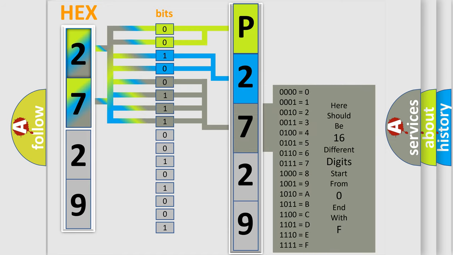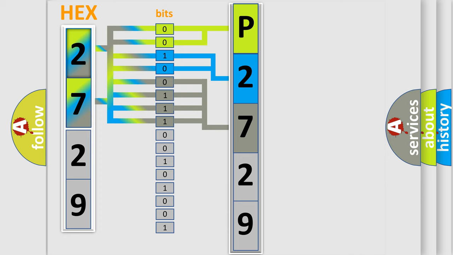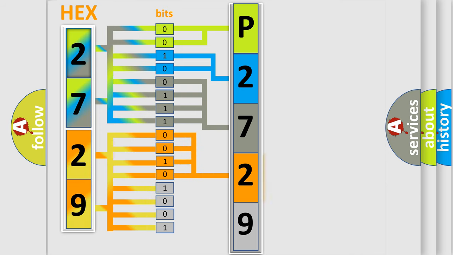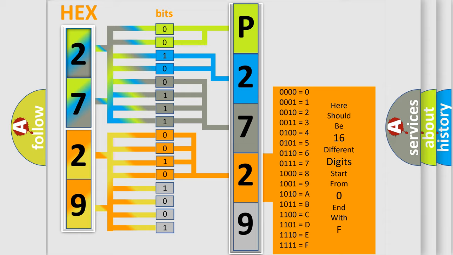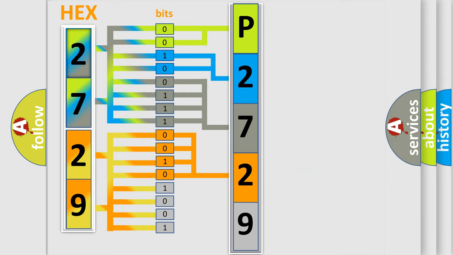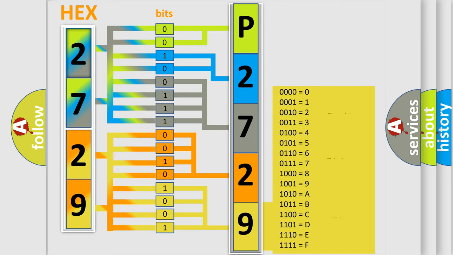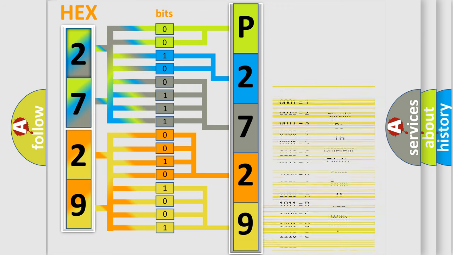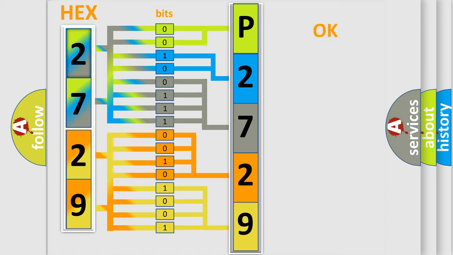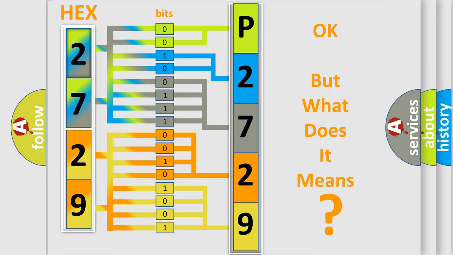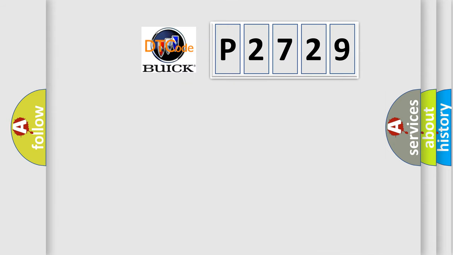The second byte is composed of a combination of 8 bits. The first 4 bits determine the fourth character of the code, and the combination of the last 4 bits defines the fifth character. A single byte conceals 256 possible combinations. We now know in what way the diagnostic tool translates the received information into a more comprehensible format. The number itself does not make sense to us if we cannot assign information to what it actually expresses. So, what does the diagnostic trouble code P2729 interpret specifically for Buick car manufacturers?